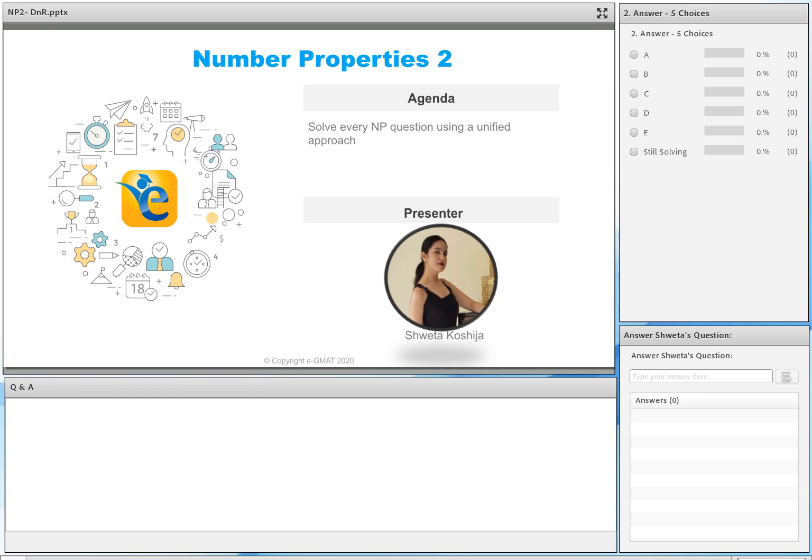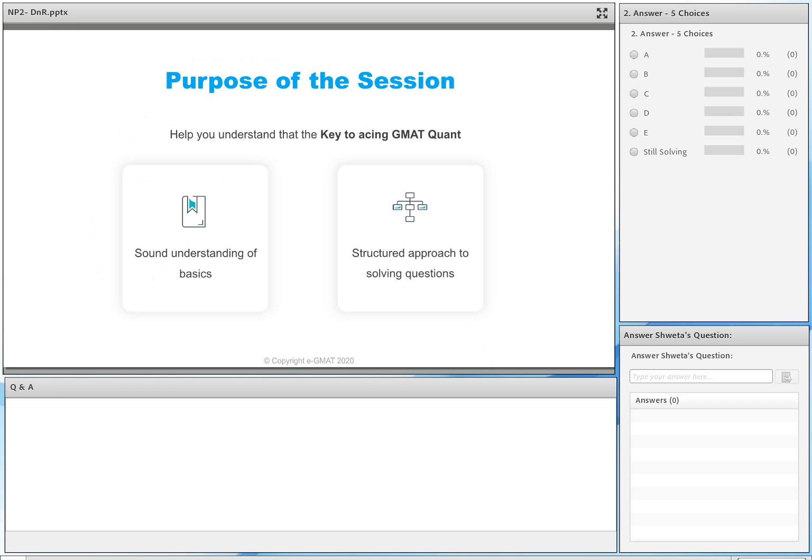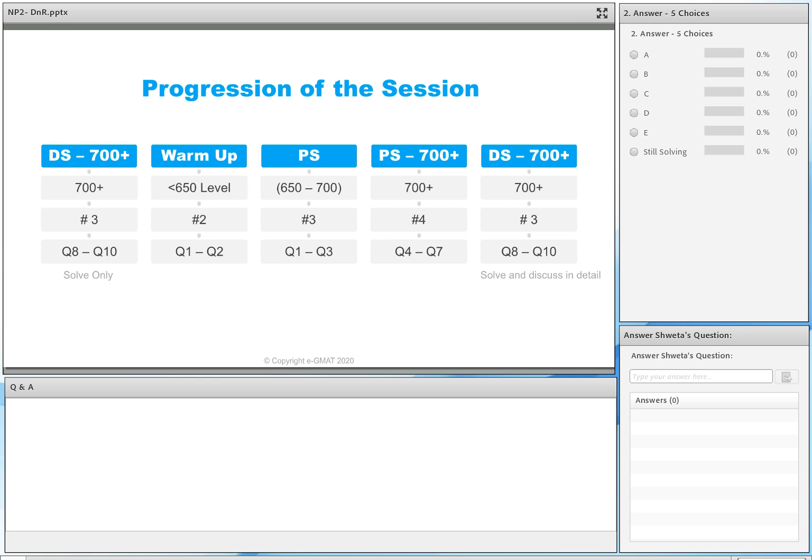As I said, I am your presenter for the day, Shweta Kochija, and Atreya Roy is going to support us. Now, the purpose is to help you understand that the key to acing GMAT is two things: sound understanding of basics. Nothing can compensate this. You have to have your basics ready and a structured approach to solving questions. There are people who know the concepts but don't know how to apply those concepts. They just can't get things together. Here you learn that approach to solving questions.